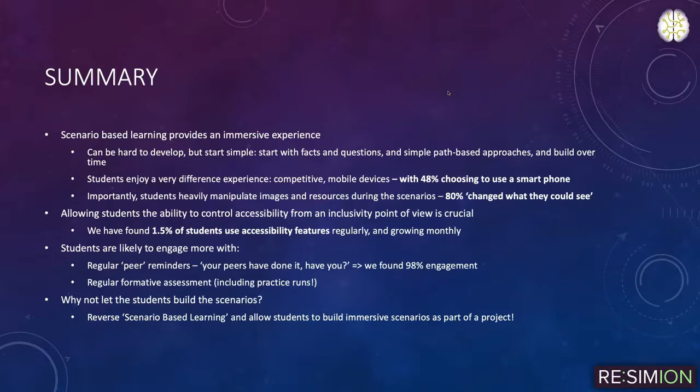So when you're delivering content and resources, allowing students to manipulate it is really important. We found 1.5% of students wanted to use accessibility features and enabled them, which became really, really important. And I guess the last really important lesson we learned from this was peer reminders. If students get peer reminders from us, we found engagement went up to 98% because they understood that other people had done it and that they needed to catch up, versus, hey, don't forget to run this particular scenario or do this particular assessment.